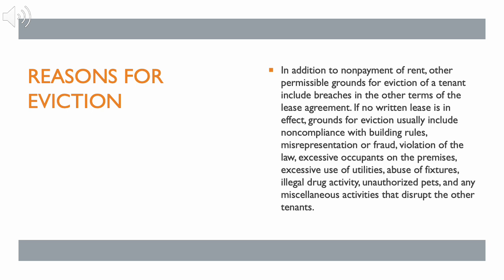Reasons for eviction. In addition to non-payment of rent, other permissible grounds for eviction of a tenant include breaches in the other terms of the lease agreement. If no written lease is in effect, grounds for eviction usually include non-compliance with building rules, misrepresentation or fraud, violation of the law, excessive occupants on the premises, excessive use of utilities, abuse of fixtures, illegal drug activity, unauthorized pets, and any miscellaneous activities that disrupt the other tenants.